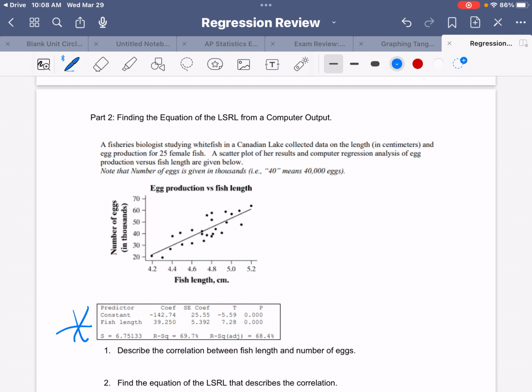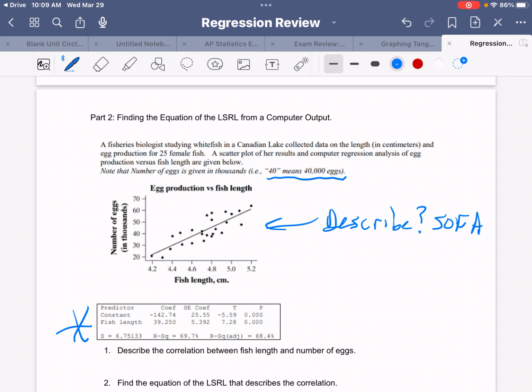A fisheries biologist studying whitefish in a Canadian lake collected data on the length in centimeters and the egg production for 25 female fish. A scatter plot and computer regression analysis of the eggs versus fish length are given below. Note that the number of eggs is given in thousands. 40 actually means 40,000. That's important. If I asked you to describe the scatter plot, I'll trust that you could say there seems to be a strong positive linear correlation between a fish's length and the number of eggs it produces in thousands. There don't seem to be any unusual outliers.